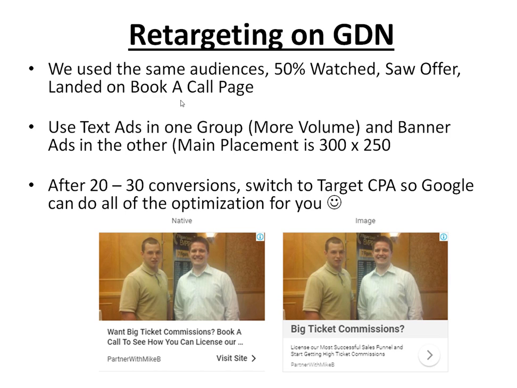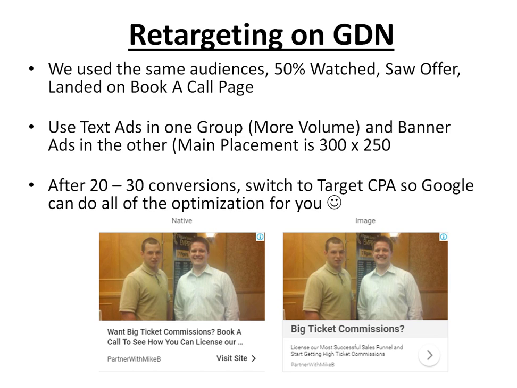Okay, so we use text ads in one group, which has more volume, and these are essentially the text ads. So it's just an image of you, and then Google has a bunch of different placements for the text ads, and then we have another ad group, which is banner ads. And if you're going to do banner ads, at least do one placement, which is 300 by 250. 300 by 250 is going to get you the most impressions.